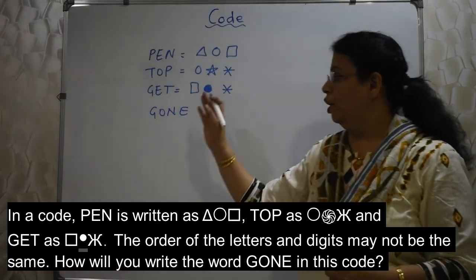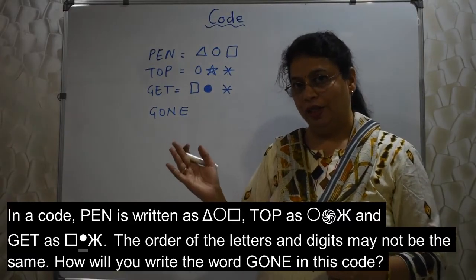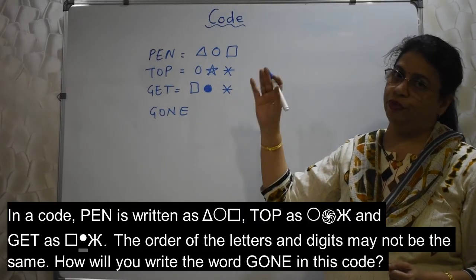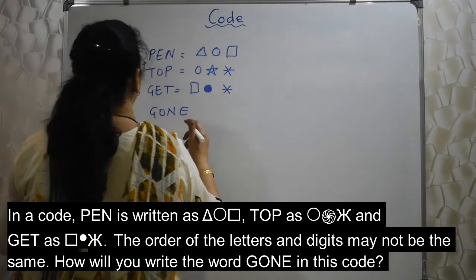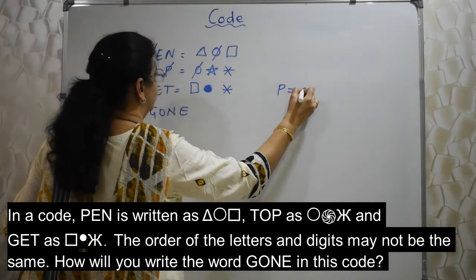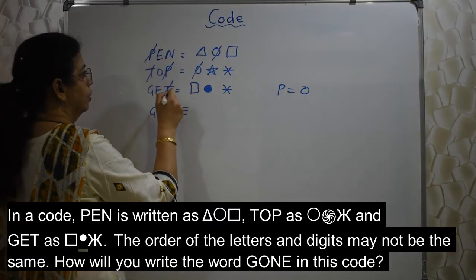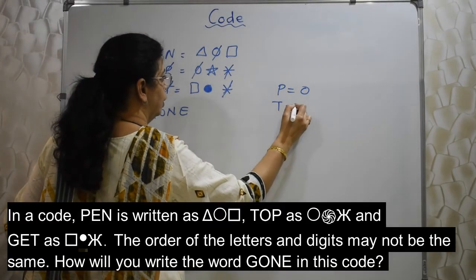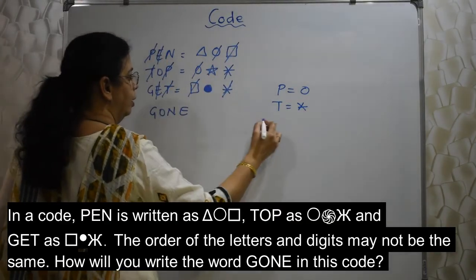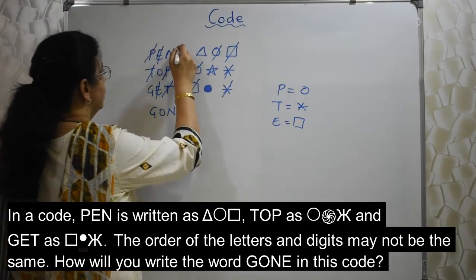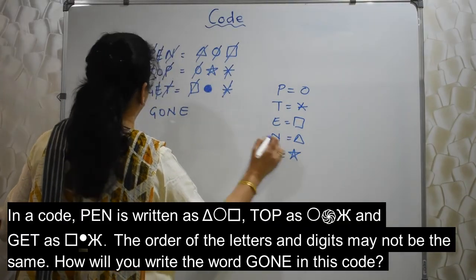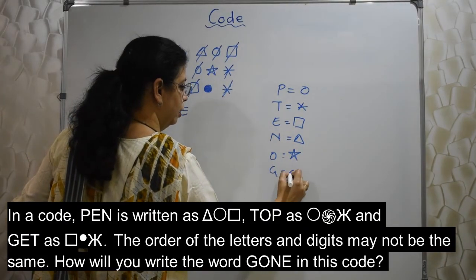Okay students, here also, the way we did it for letters and digits for letters, in the same way we are going to do it for symbols for letters. We have to find the common ones. PP is common, so P is equal to this. Then T is common, this, so T must be equal to asterisk. Then E again here, so E must be equal to square. So obviously N is triangle, O is star, and G is alone, so G must be this.